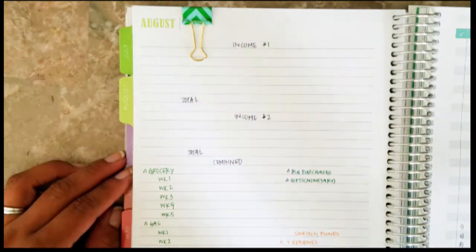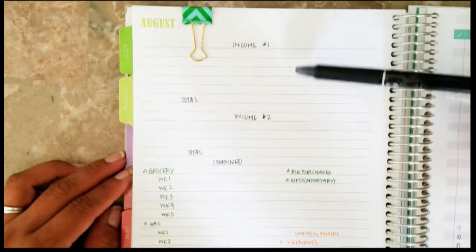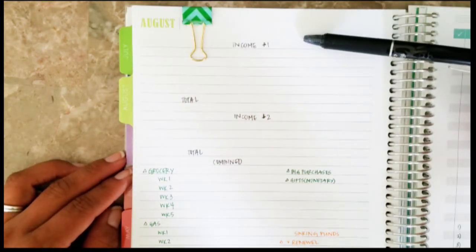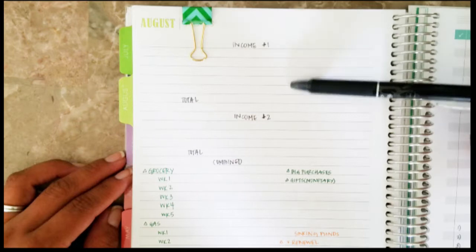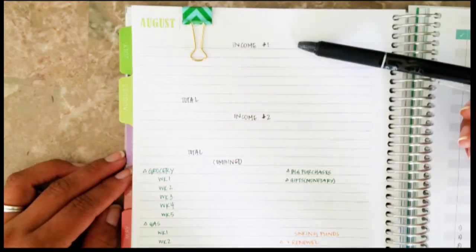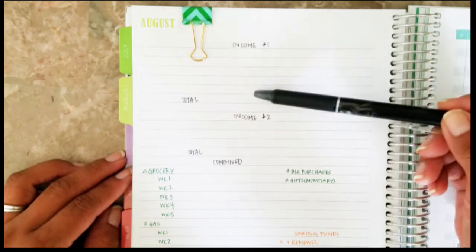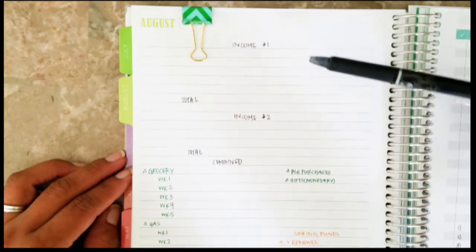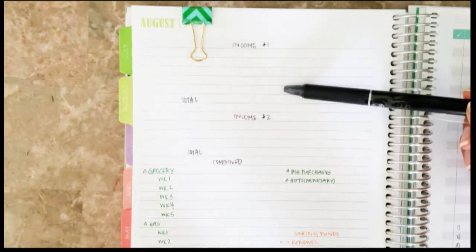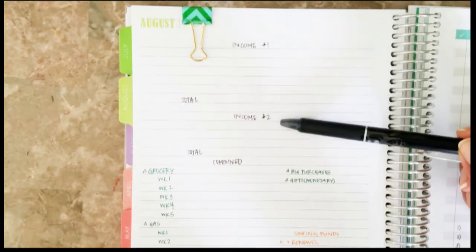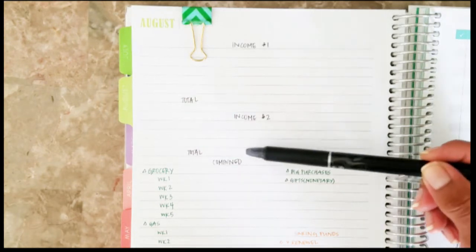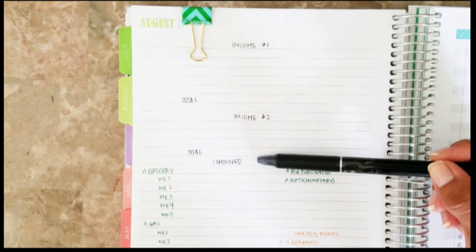And you'll notice here that I have income 1 and income 2. Income 1 is my husband's income. And I left several lines open just because I'll fill it in later. So that'll be my husband's income. And then at the end of the month, I'll just write a total of how much he got paid. So that's the first section there. And then income number 2 is my income. So anything I get paid would be totaled here, and then a combined amount here.